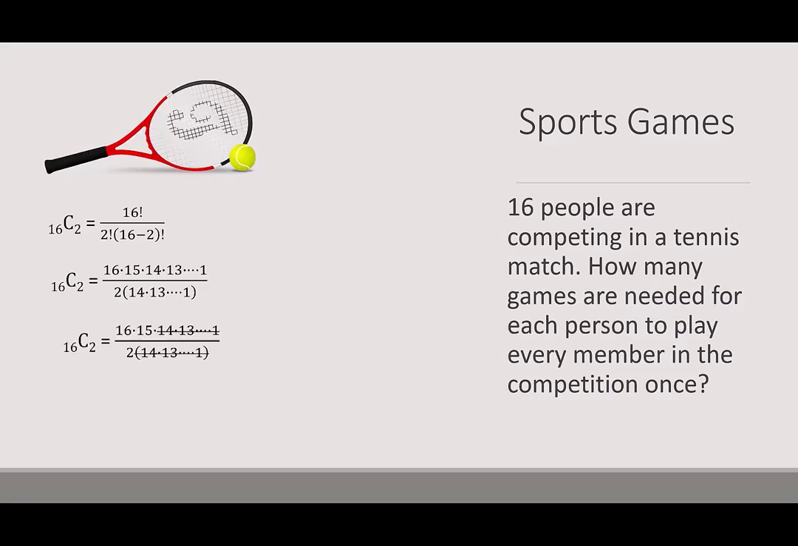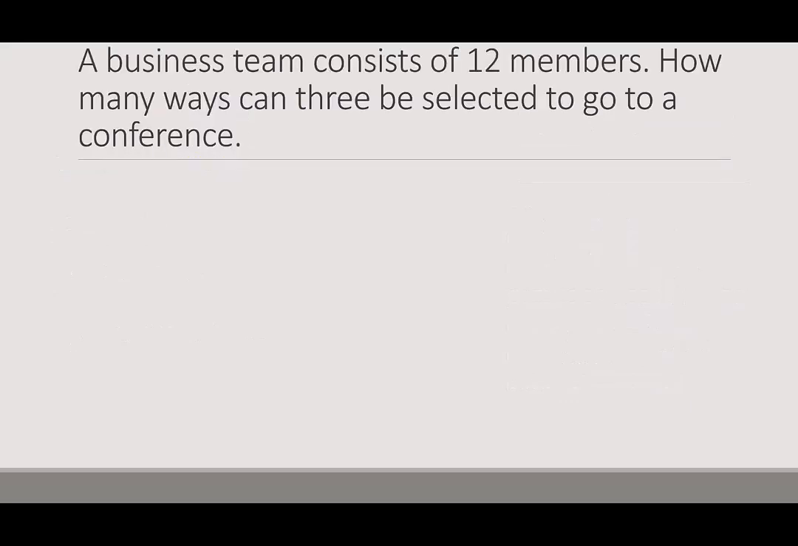We can cancel out the 14 times 13 down to 1 in the top and bottom. This leaves us with 16 times 15 over 2, which is 120. But remember, the expectation is to use technology. So let's try another example.